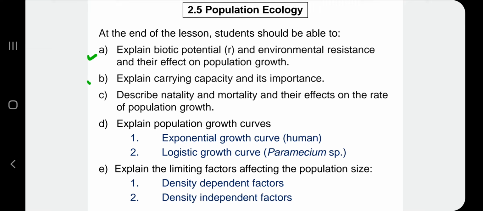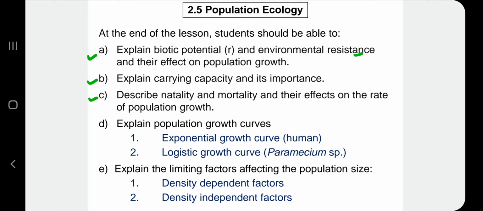For the early parts of the 2.5 subtopic, learning outcomes A, B and C, we need to explain more in terms of definition and what it is all about. I will separate the video for each part, meaning one video for biotic potential, one video for environmental resistance, and so on. If not, it will be a long video.